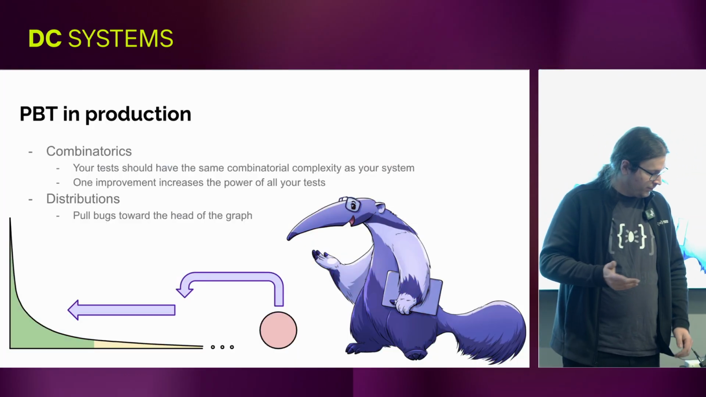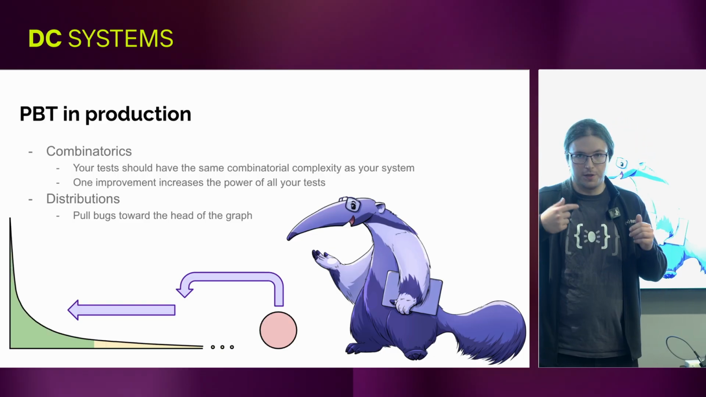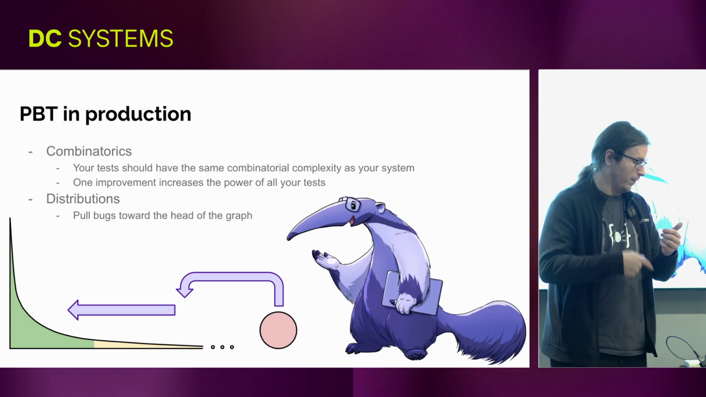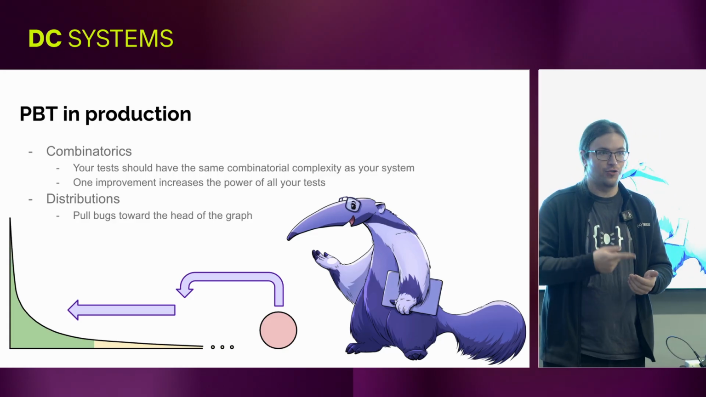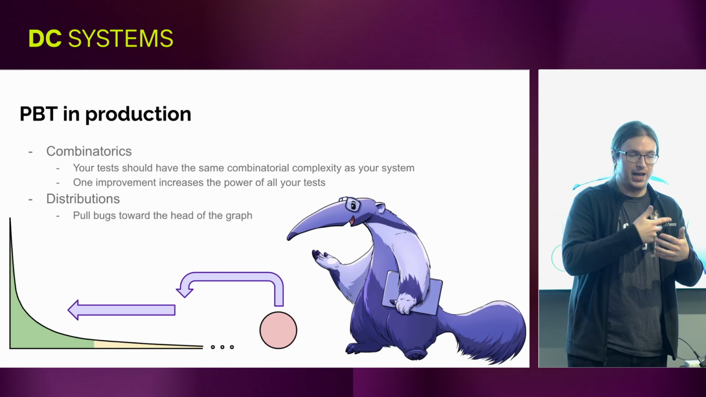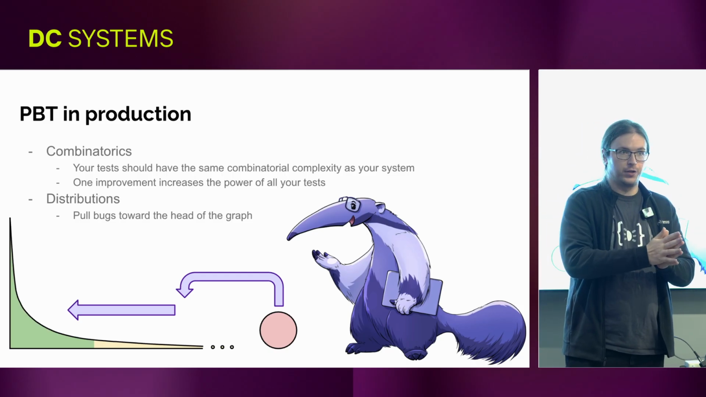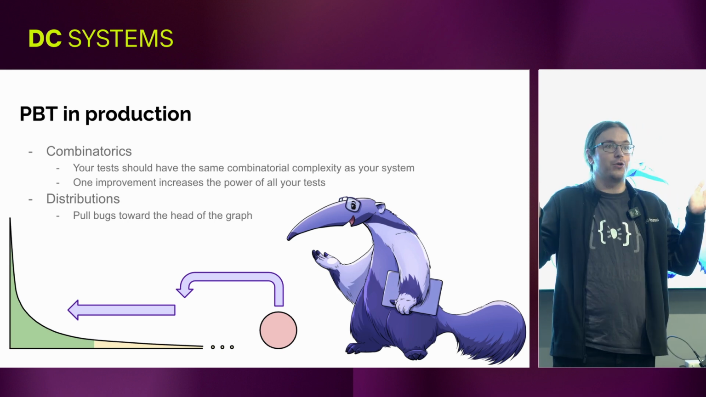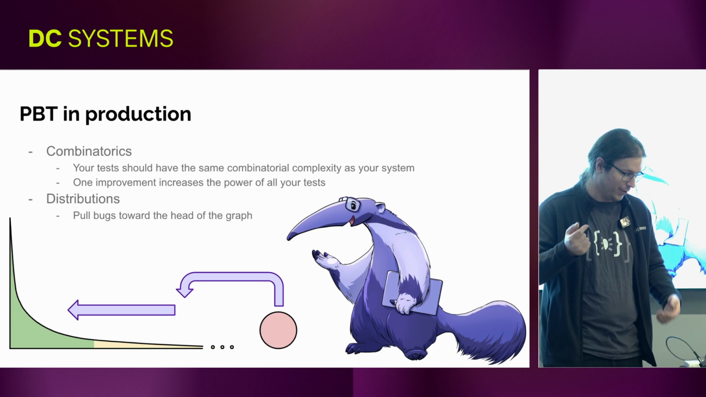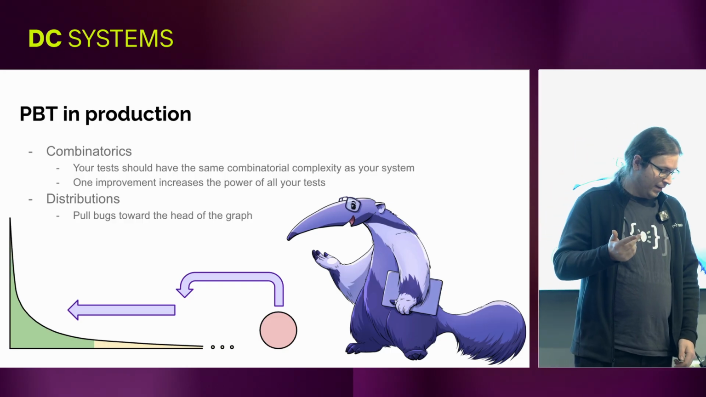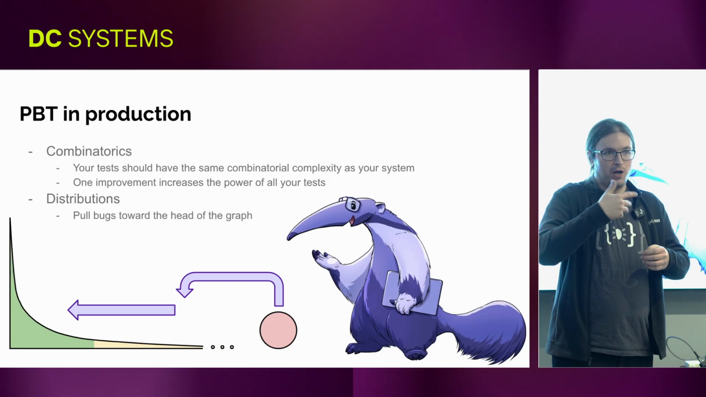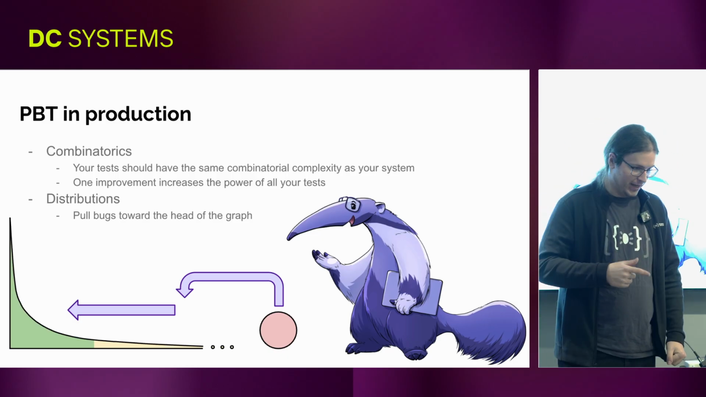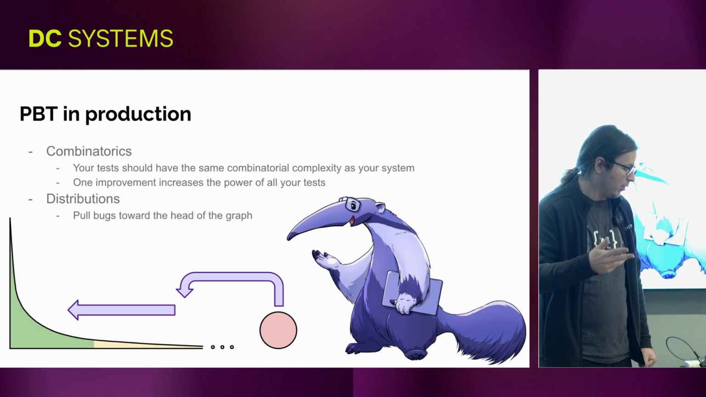So in short, for using PBT in production, the two main takeaways that at least I got from doing this were the combinatorial power. Your tests should have the same combinatorial power as your actual system. If adding a new feature can produce n bugs, adding n features can produce n squared bugs, maybe even worse than n squared. You could have a bug that only happens when 3 components work together in exactly the wrong way. But with this property-based method, with this generator-based method, one improvement increases the power of all of your tests. So it's sort of the same thing, but harnessing that power for good.